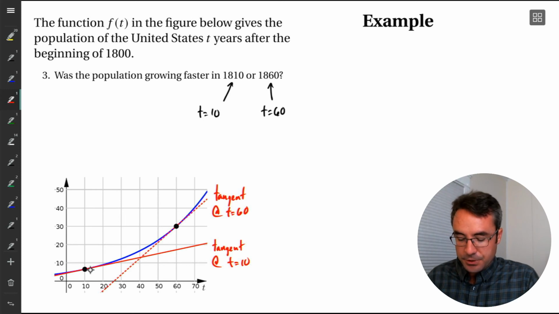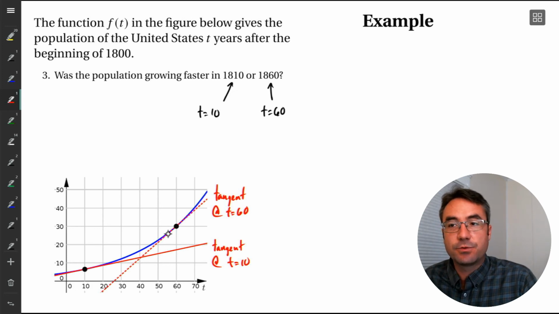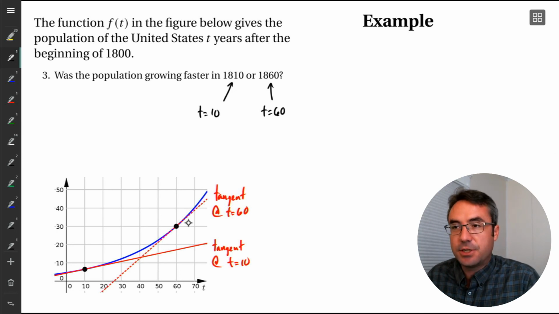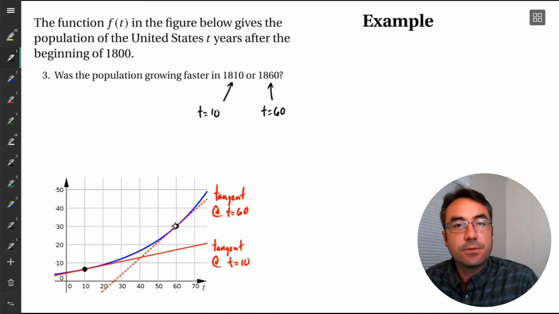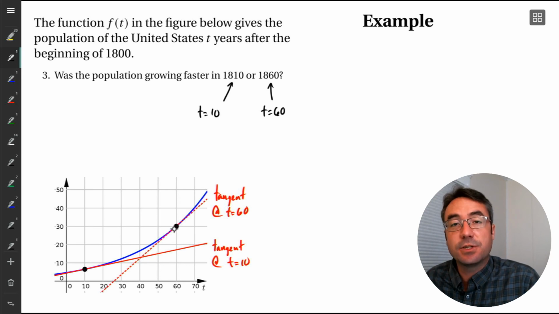So we're interested in the rate of change at t equals 10. We're interested in the rate of change at t equals 60. So we've plotted those 2 points, drawn in the tangent lines. And what we can see is that the slope of the tangent line here at t equals 60 is steeper. So what that means is our rate of change at that moment in time is more. It's growing at a faster rate. Our population is growing at a faster rate here because the slope of the tangent line is greater.